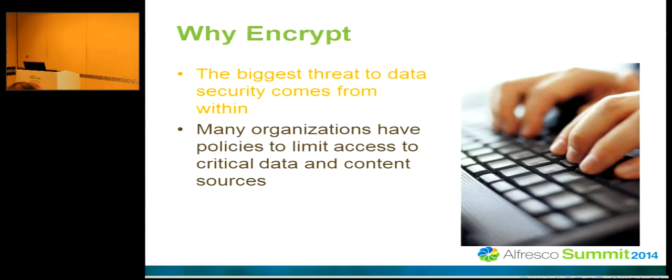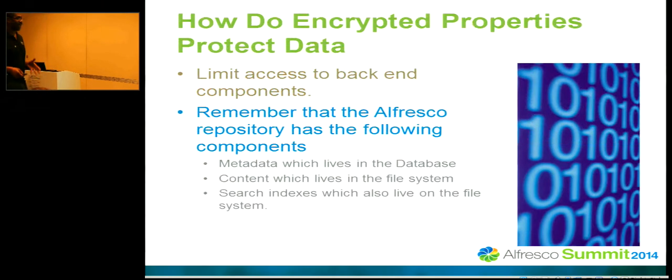Now, if we think about why we would want to encrypt global properties, the biggest threat to data security comes from within the organization. Many organizations have policies to limit access to content and critical data and content sources. And as a result, we have to protect the data and the content that's in the enterprise. One of the ways that we can do that is to limit the access to back-end components. If you remember, the Alfresco repository has the following components.